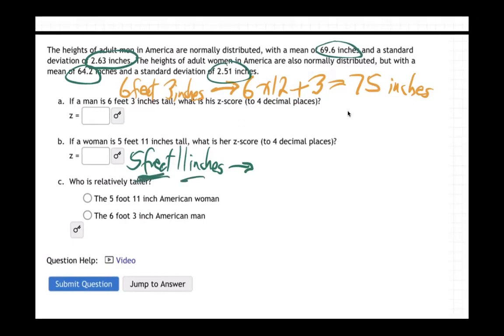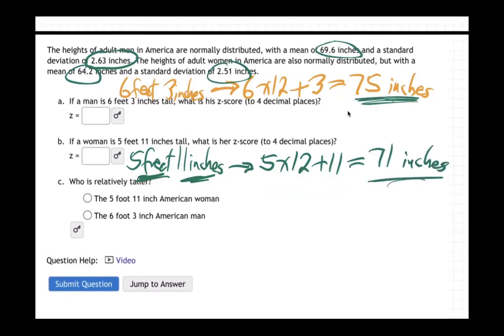So 5 feet 11 inches, that's 5 times 12, right? Plus 11, because each of her 5 feet has 12 inches in it, plus 11. So what do we get? 71. She's 71 inches tall. Okay, now everything's in pure inches. He's 75 inches tall. She's 71 inches tall. Now we can go get the z-score off the z-score calculator.